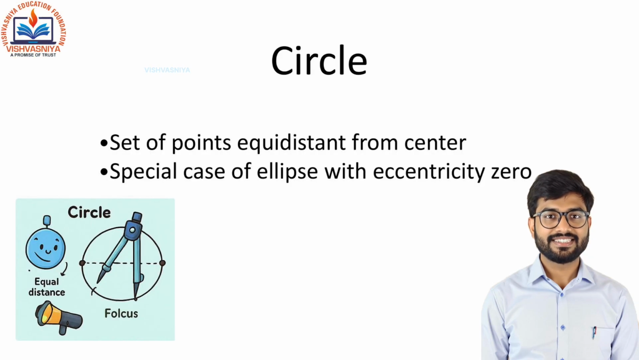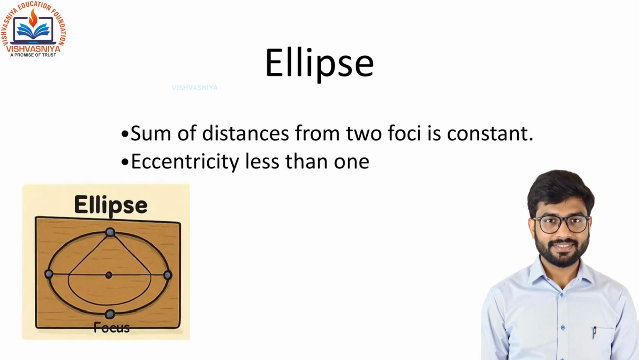A circle is the simplest conic. It is the set of all points equidistant from a fixed point called the center. Here you see point C marking the center. For example, if the center is at (0, 0) and the radius is 5, the equation becomes x squared plus y squared equals 25. Now look at the ellipse.